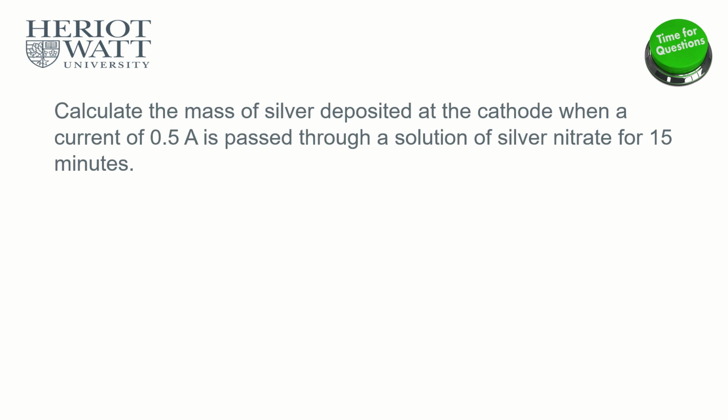Calculate the mass of silver deposited at the cathode when a current of 0.5 A is passed through a solution of silver nitrate. Silver nitrate is an electrolyte because, yeah, free moving ions, right? For how long? 15 minutes. Now, this is the information: 0.5 A, 15 minutes, and asking you for the mass of silver deposited at the cathode.